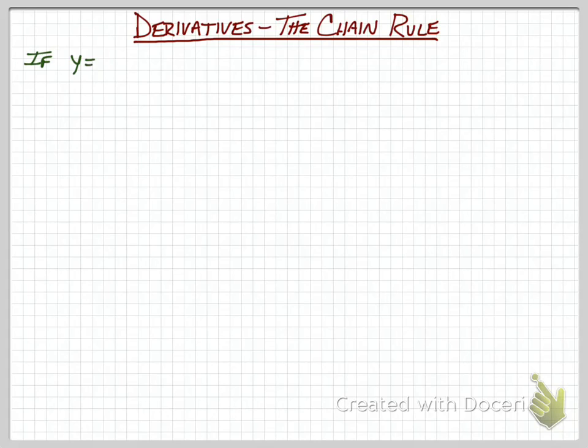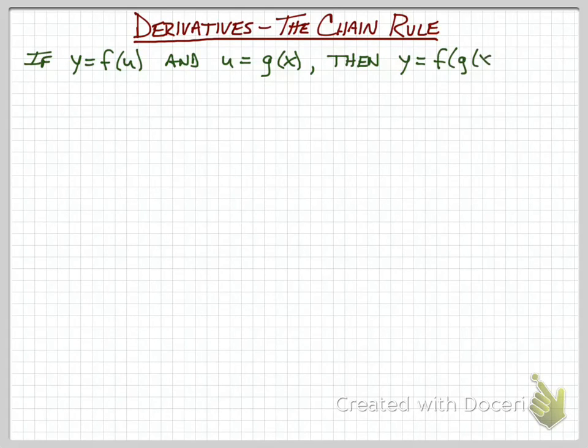So if we say that y equals f of u, now wait a minute, we normally say f of x, but let's see what u is all about. And u is equal to g of x. Then we have the equation y equals f of g of x. So this may look familiar, hopefully. This is a composite function. So y is a composite function. G of x is its own function, which we'll call u, and that's put into f of x.